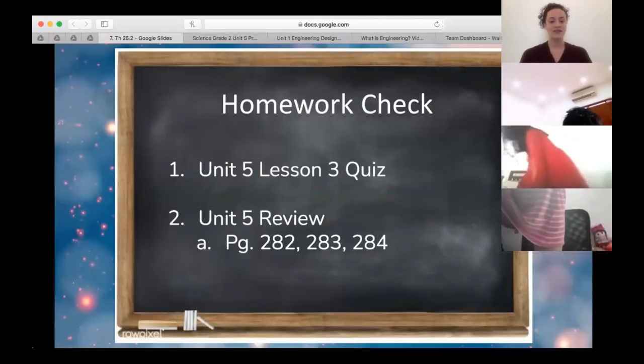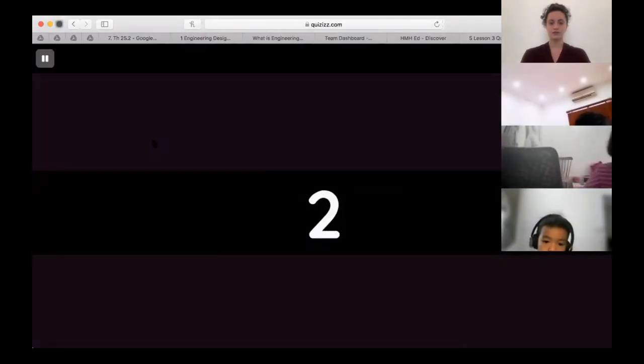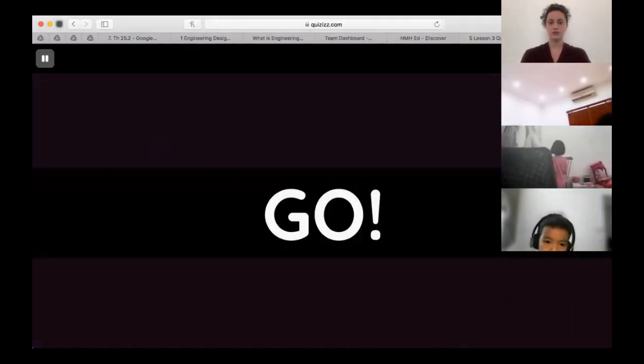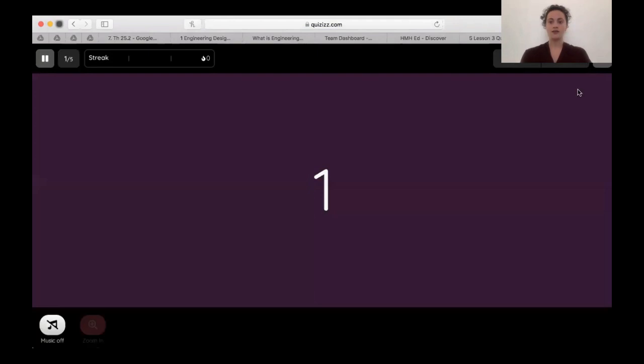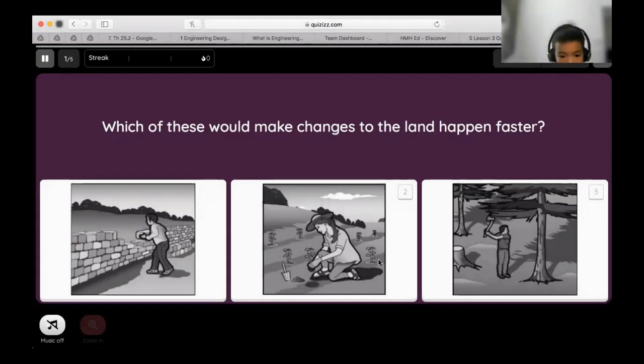Check. Unit 5, Lesson 3 quiz. Let's do that first. All right, so on here, which of these would make changes to the land happen faster? So think about erosion by wind, erosion by water, landslides. Think about which one would make the land change, which ones would stop the land from changing.